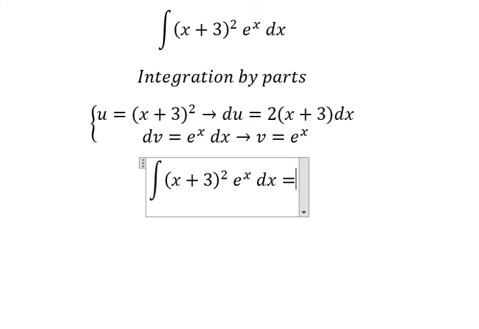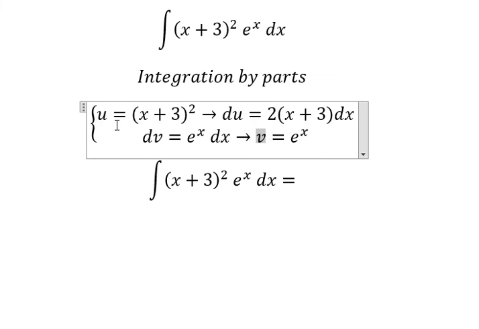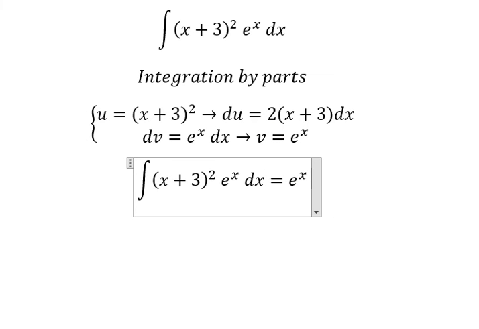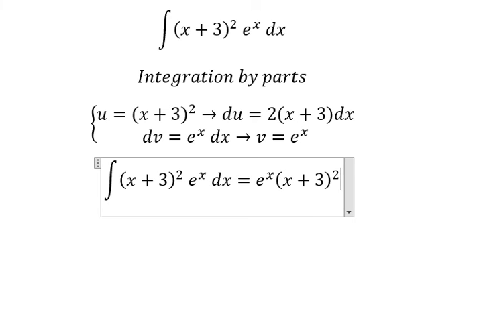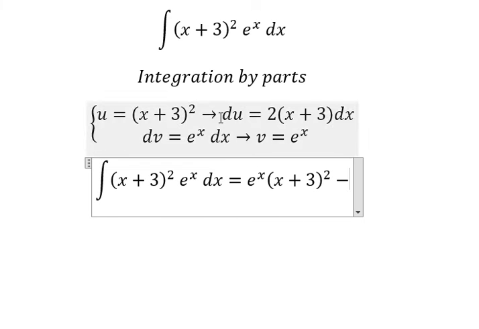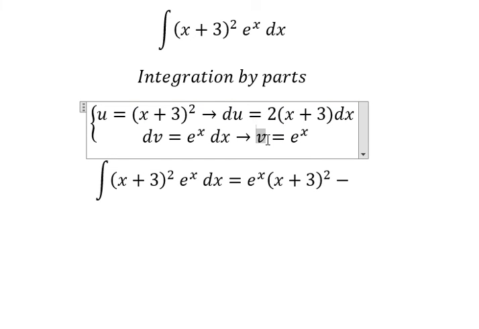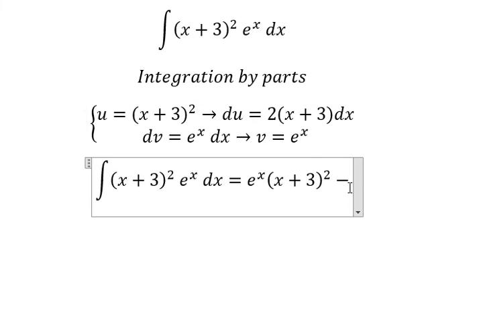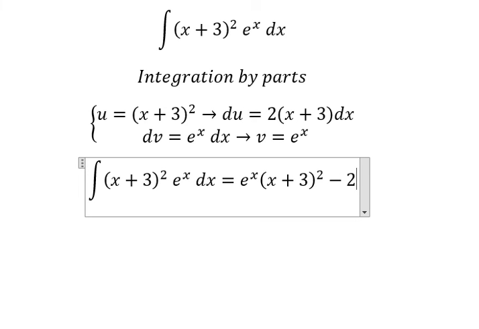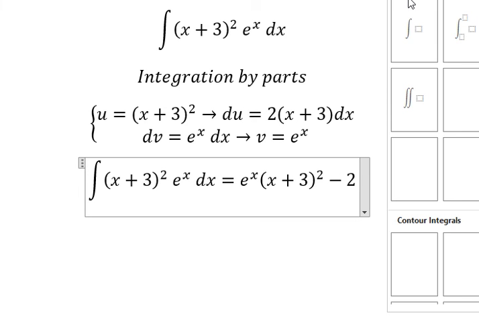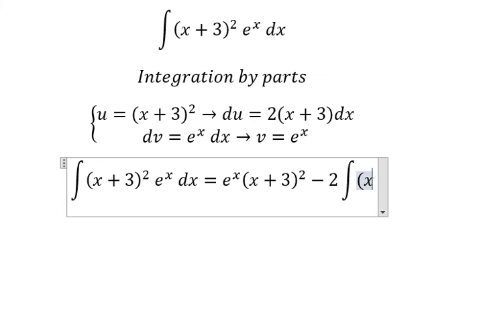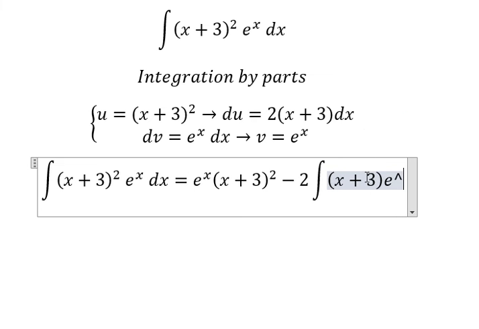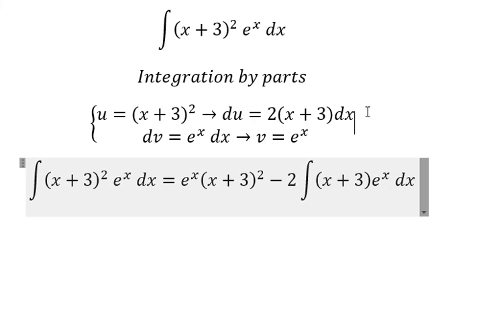So we have v multiplied by u, minus we have the u multiplied by v. So we have number 2 we put in here, and we have the integration of s plus 3 e to the power of s ds. Next we use integration by parts again.